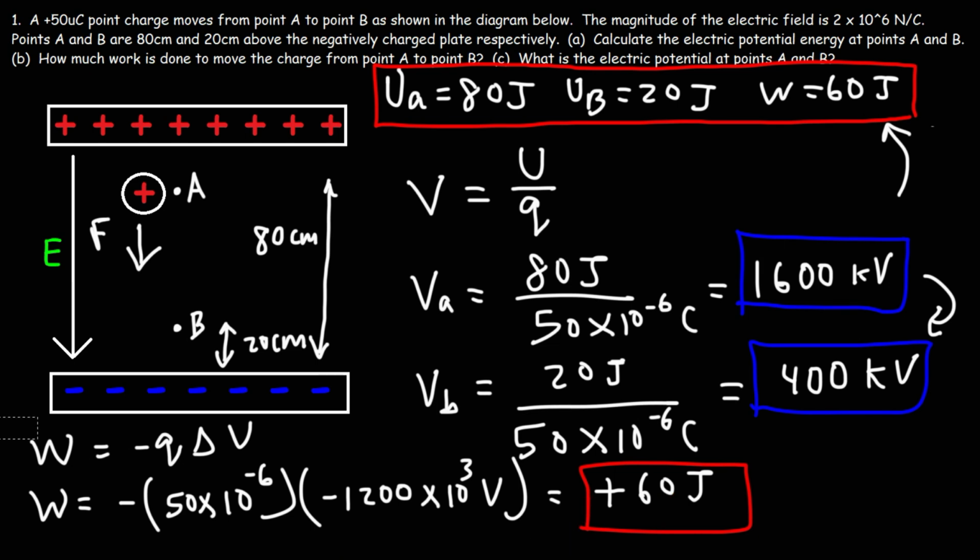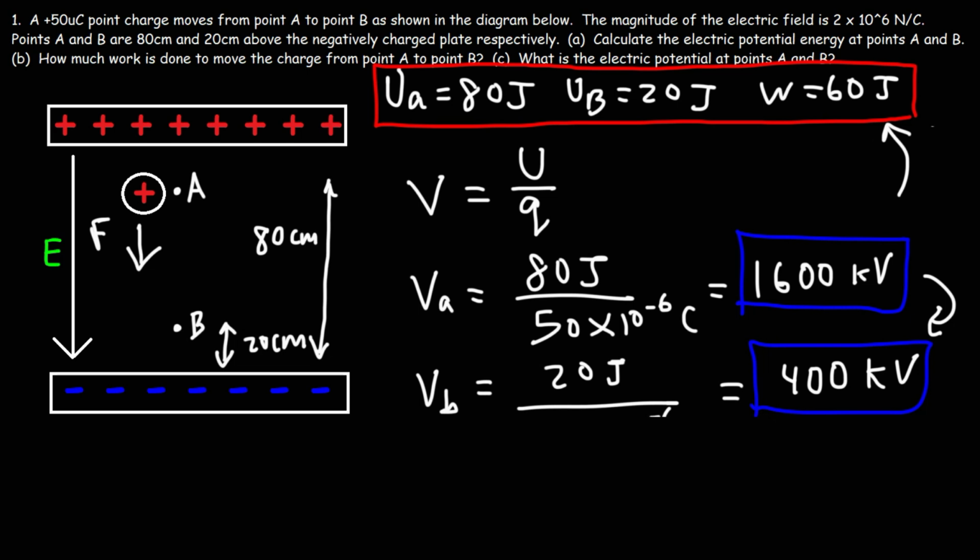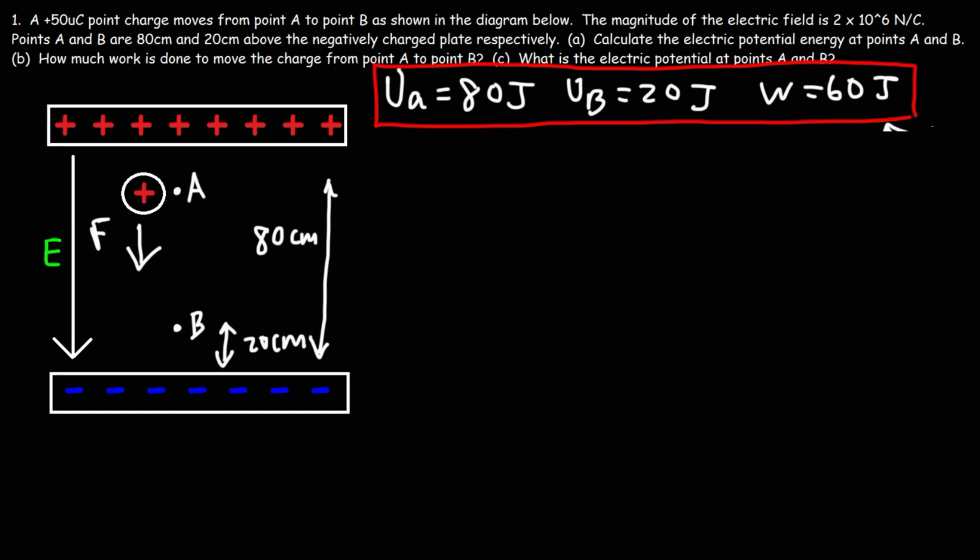Now I'd like to take a minute to highlight the similarities between gravitational potential energy and electric potential energy. So let me just clear away a few things. So electric potential energy is dependent on the height. In this case, we'll call it y.